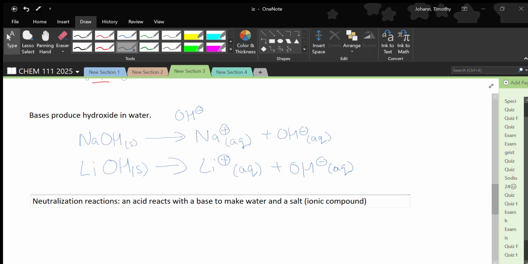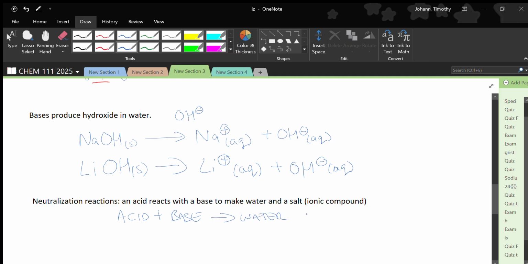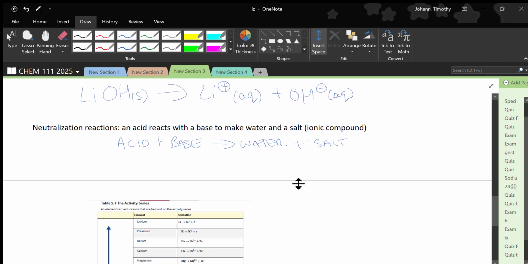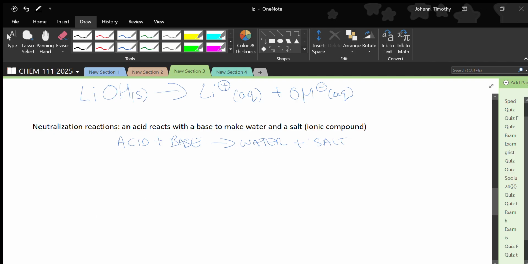All right, so if I was to just write that out, I'm just going to write acid plus base, water plus salt. And so I'm going to interchangeably use ionic compound and salt, and I will probably switch over to saying salt because that's how most chemists say it, because we're lazy and salt has one syllable in it and ionic compound has three.